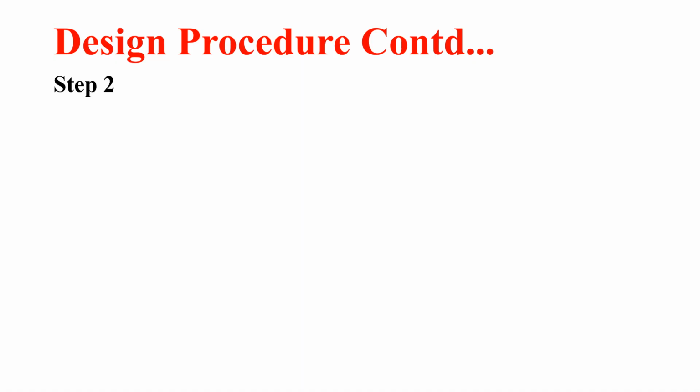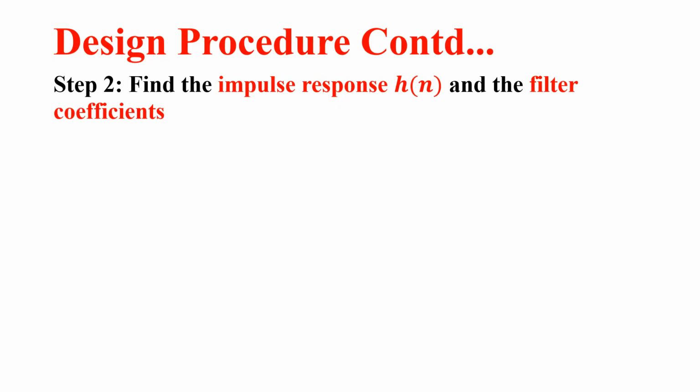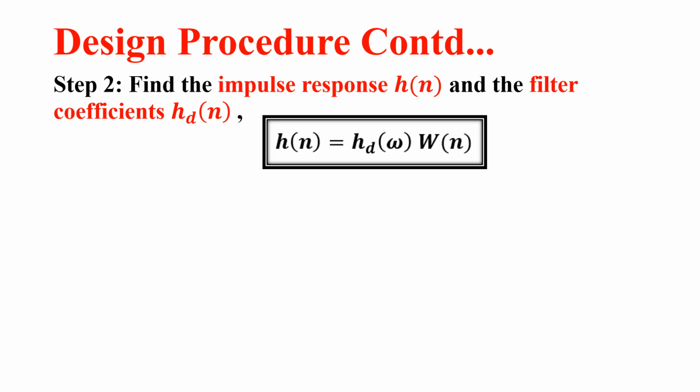Moving on further, if I consider step number 2, we need to find the impulse response h of n and the filter coefficients hd of n. So how do I do this? h of n is equal to hd of n into w of n. That means I need to multiply hd of n with the corresponding window.